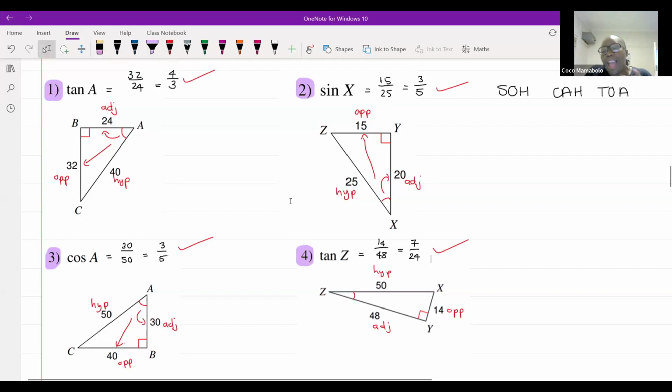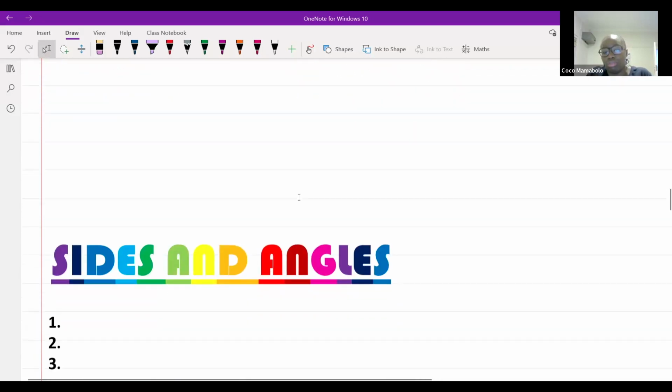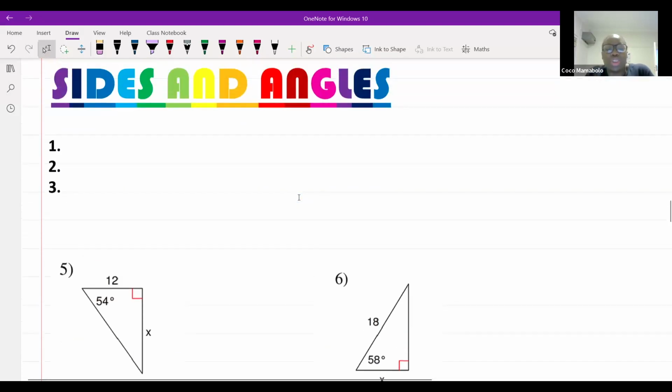Now, I can't just leave it here. I need to up the stakes a little bit more. Now, let's see what we have to do now. If I don't tell you which ratio to use, I'm just going to give you guys SOHCAHTOA over here.